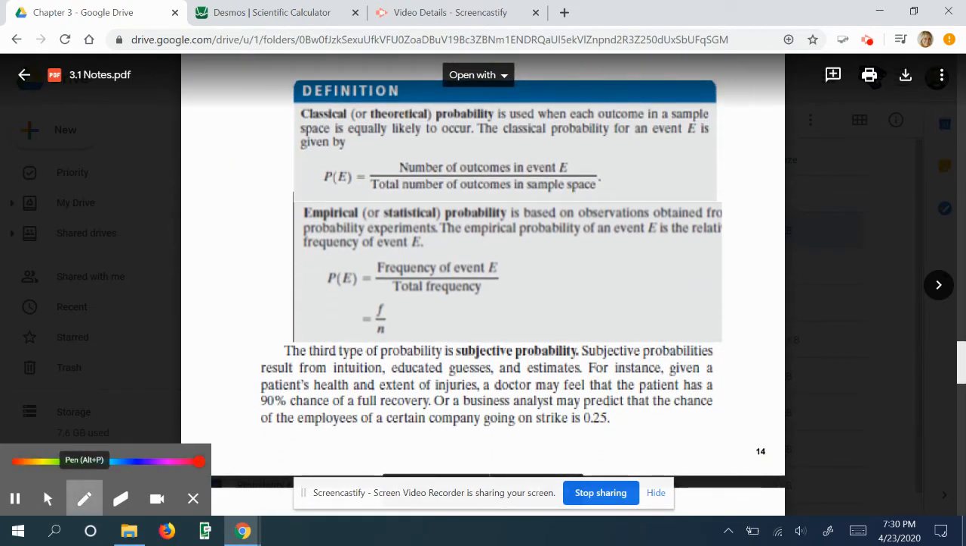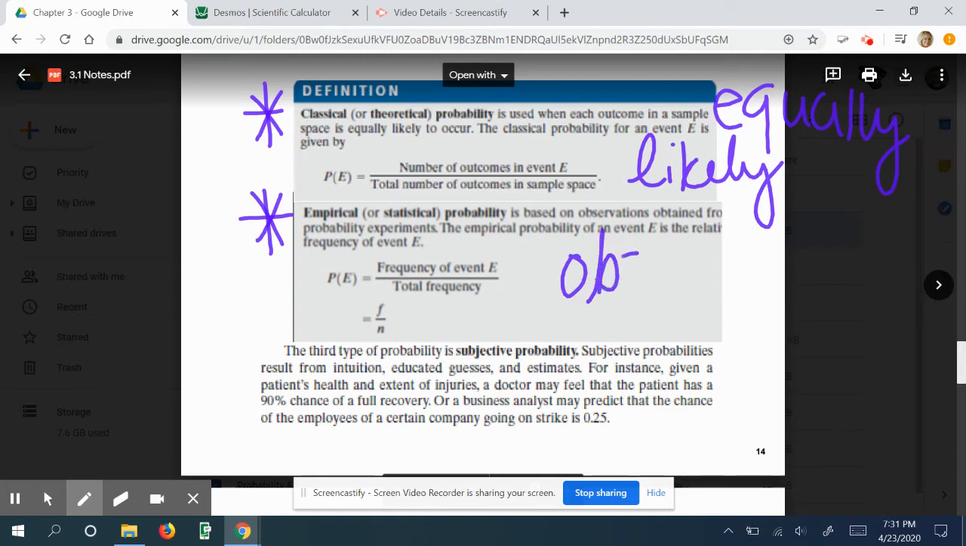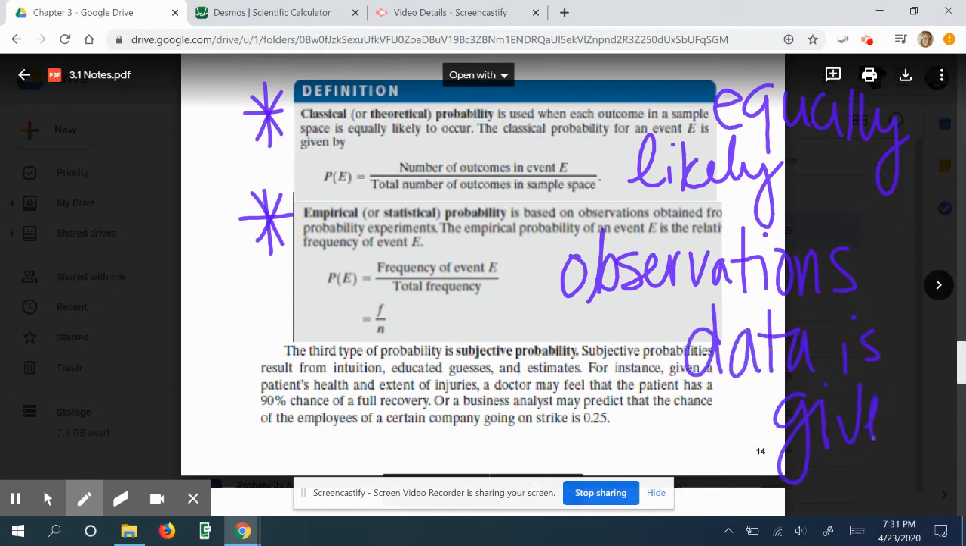All right, so we've looked at these two types so far. So classical or theoretical probability, or empirical or statistical probability. So this one is when everything is likely, right? When everything is equally likely to happen. This is what we use, classical. Now, if we don't know that everything is equally likely and we use observations, then we're going to use empirical, where they give us our data. So I'll say data is given, right? That's important.